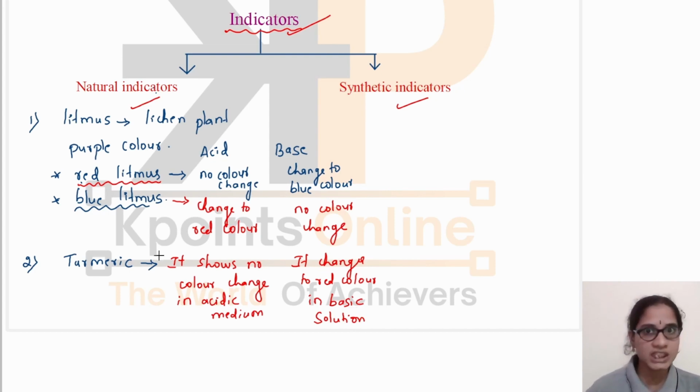You have to remember the color change. It will change to red color in basic solution. It will show no color change in acidic medium.